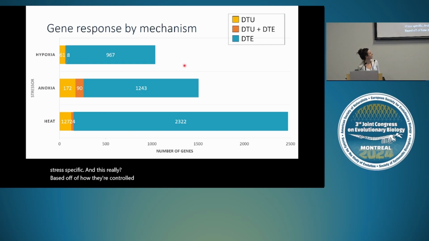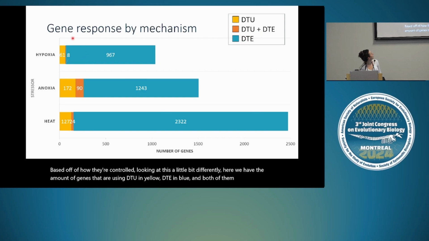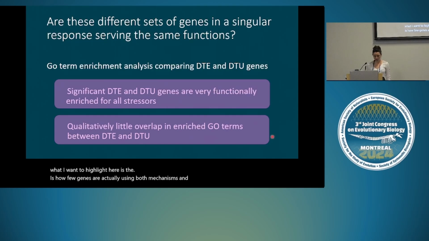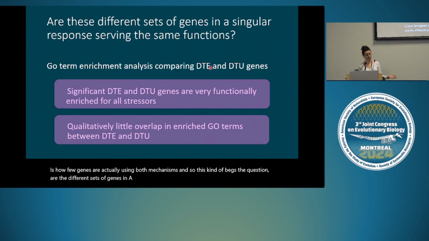Looking at this a little bit differently, here we have the amount of genes that are using DTU in yellow, DTE in blue, and both of them in orange. And what I want to highlight here is how few genes are actually using both mechanisms. And so this kind of begs the question, are the different sets of genes in a singular response serving the same functions? And so we put that to the test with GO-term enrichment analysis, comparing DTE and DTU genes.